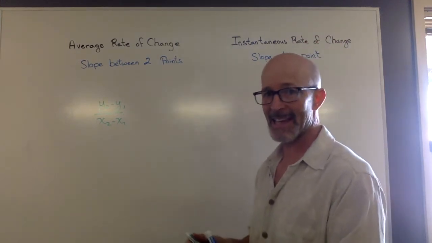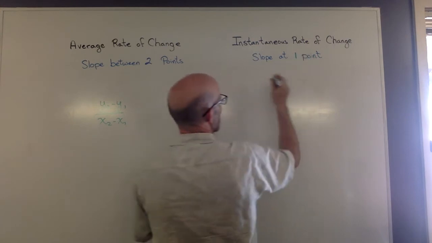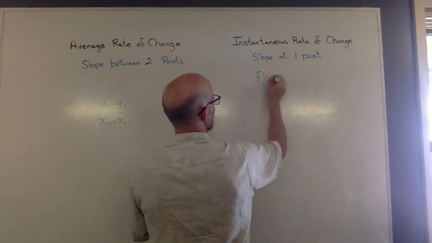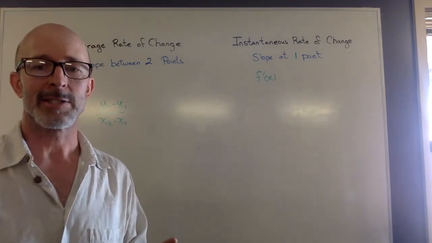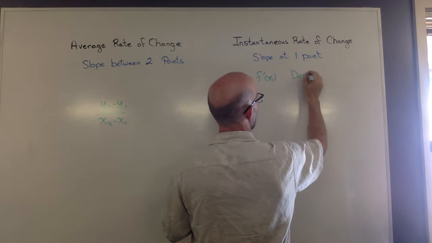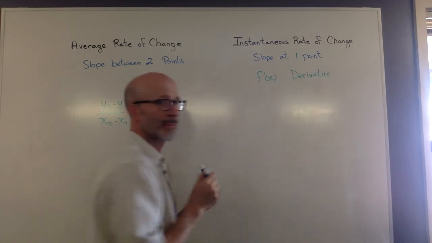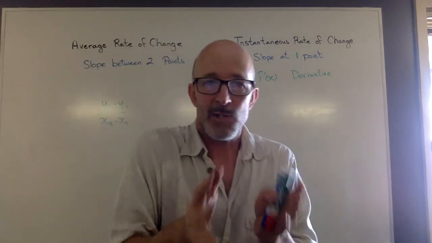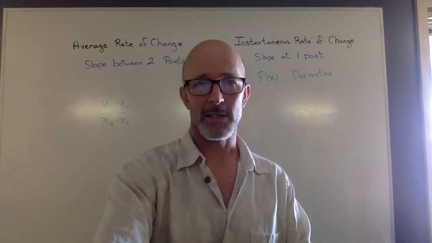The instantaneous rate of change is the slope at one point. We have a much easier way of putting this. I'm going to put it up a little higher so it's not in the light beam, but that's the derivative. The derivative tells you the slope at exactly 1 point, the slope of the tangent line. Okay? So that's what these two are. And now let's take a look at an example.